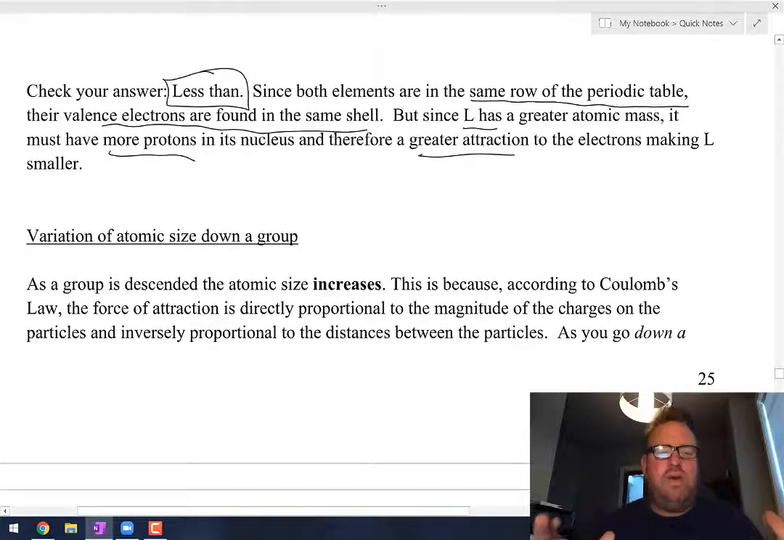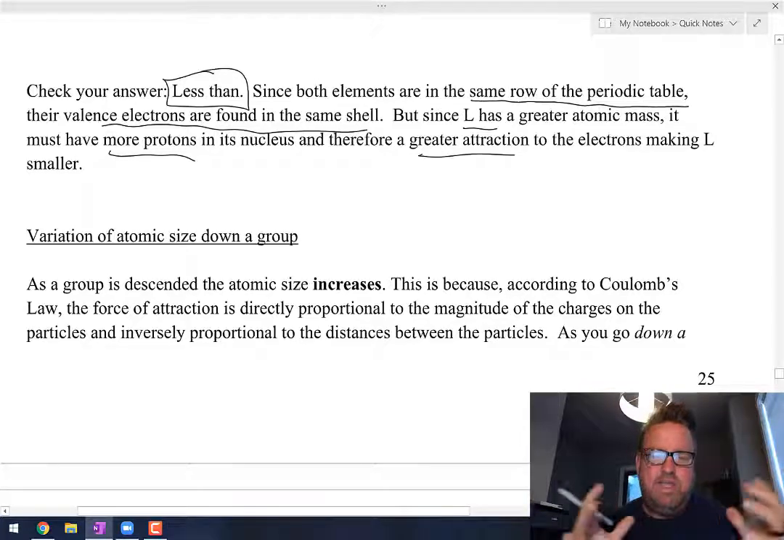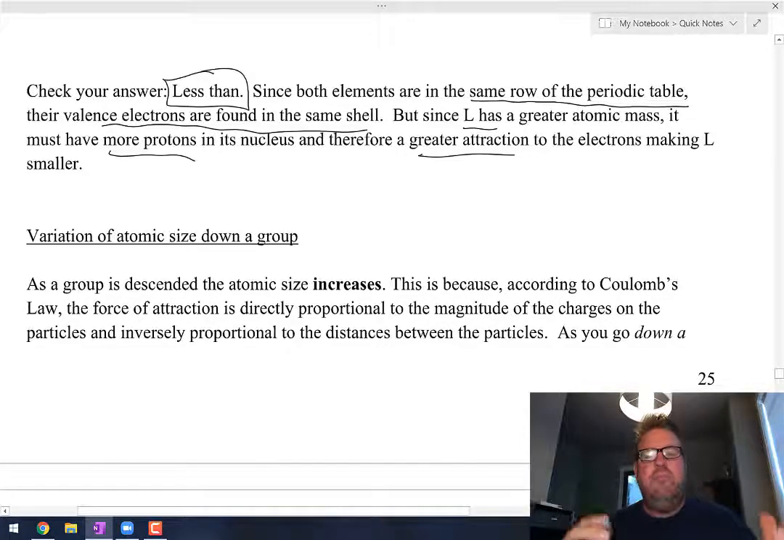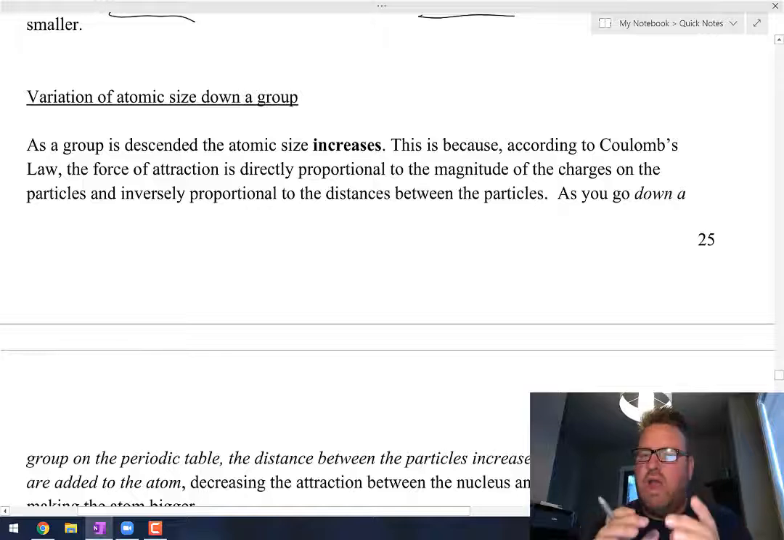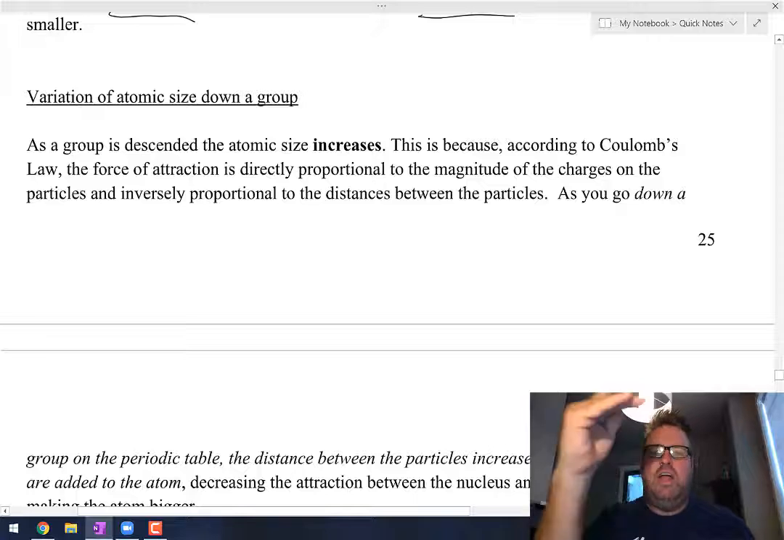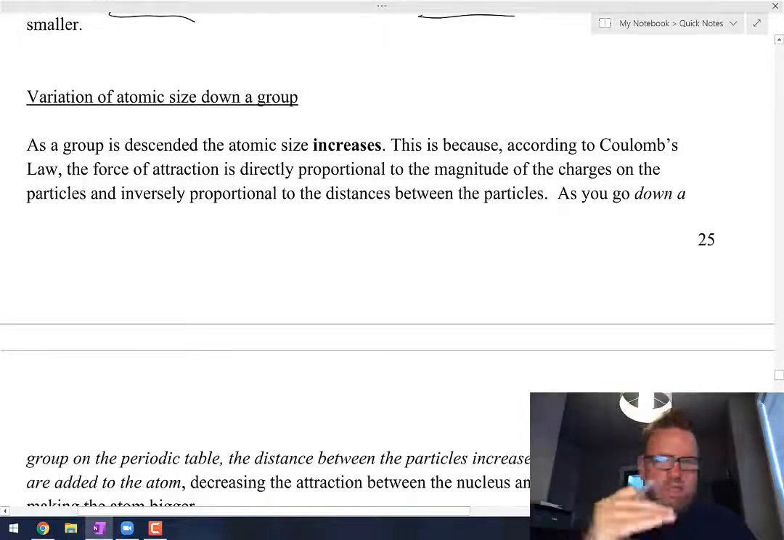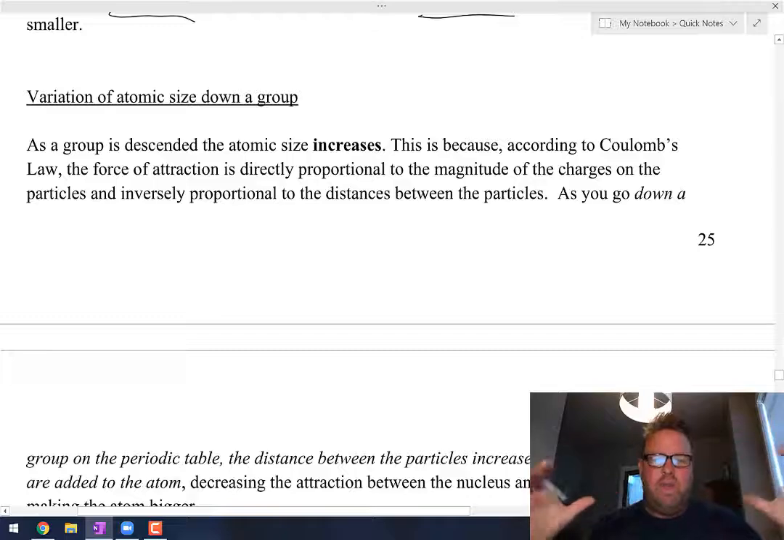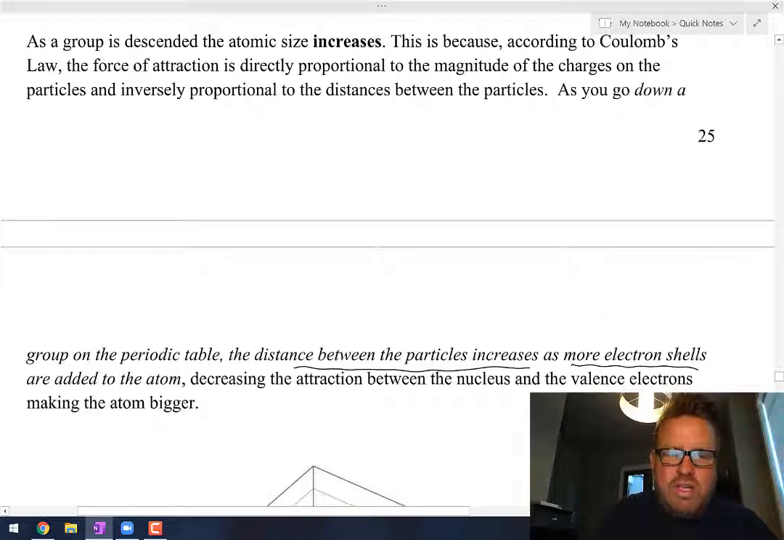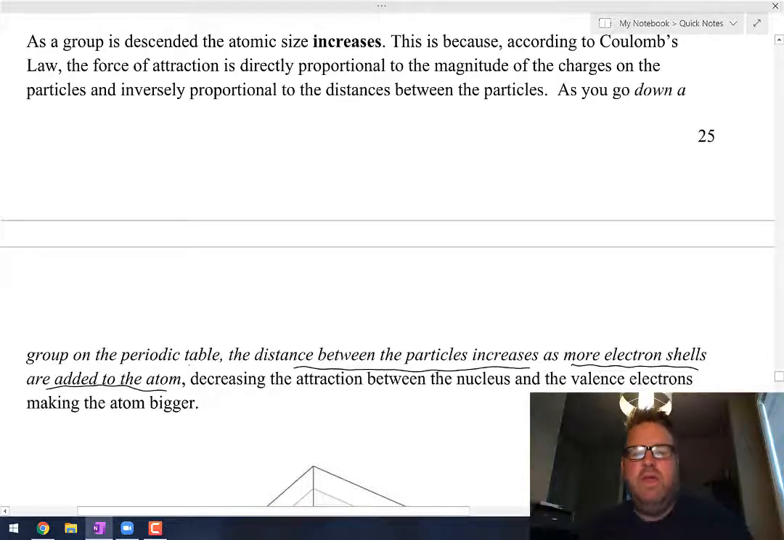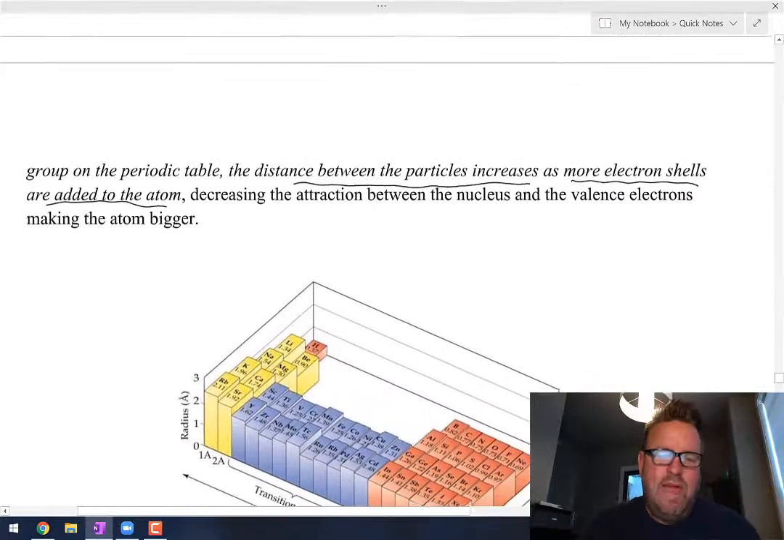Okay, as you go down the periodic table, just like ionization energy, the same thing. As you go down the periodic table, of course, the size of the atom gets bigger. And why? Because you're adding more electron shells. They're farther away from the nucleus. Those valence electrons, in this case, do not occupy the same shell like you do when you go across the periodic table. As you go from fluorine to chlorine to bromine to iodine, you're adding more electron shells. So as you go down the periodic table, the distance between the particles increases as more electron shells are added to the atom. And then that decreases the attraction, and that makes the atom bigger.